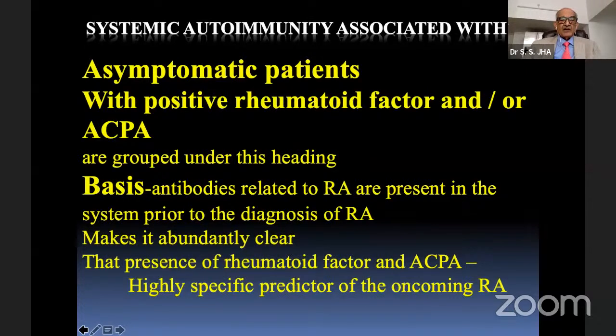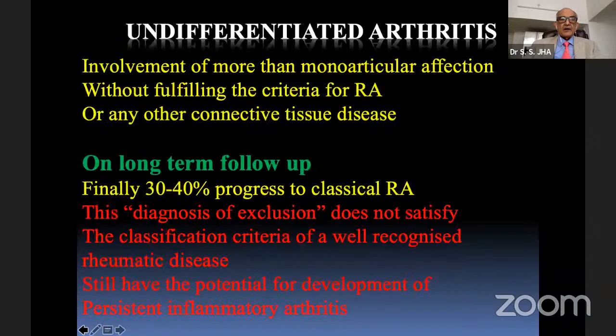The basis is that antibodies related to RA are present in the system prior to the diagnosis of rheumatoid arthritis. This makes it abundantly clear that the presence of rheumatoid factor and ACPA are highly specific predictors of oncoming RA.